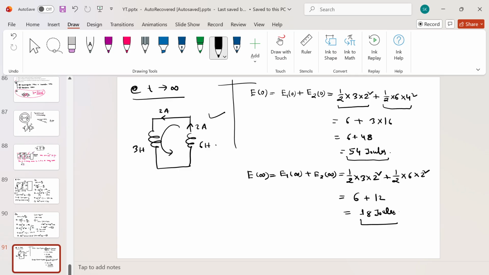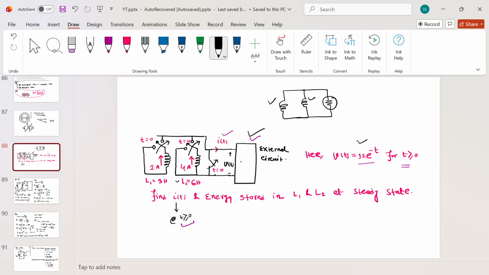So this is the concept. That will depend on the external circuit, how the circuit is. See, the response says 12 e to the power minus t. So you cannot judge what components are there in the external circuit. Okay, that is the thing that I wanted to discuss.